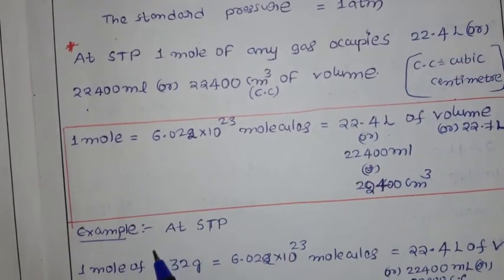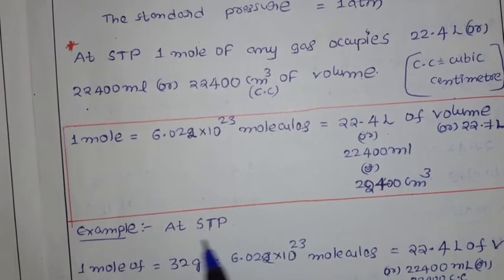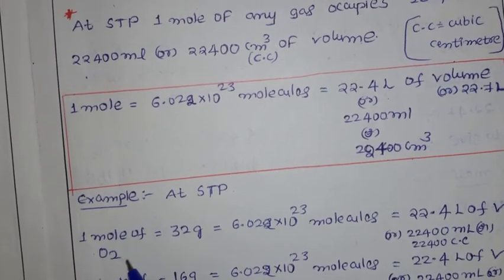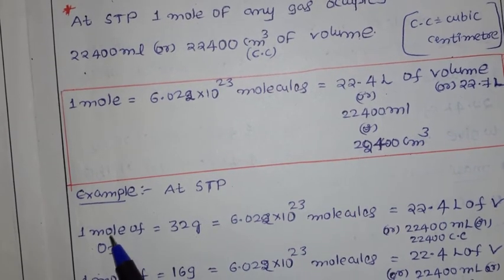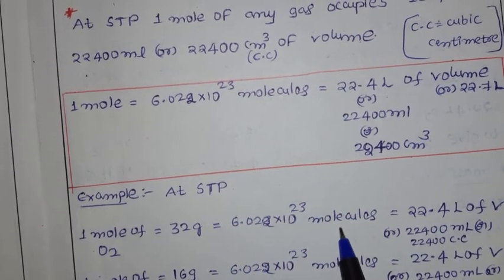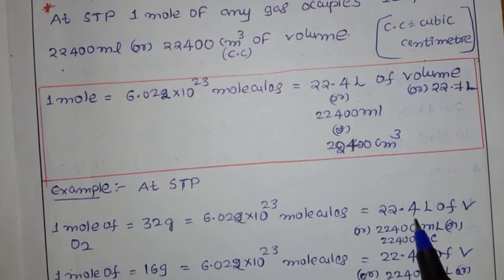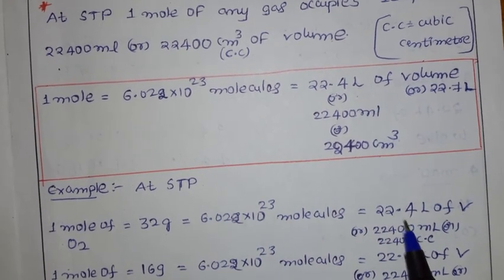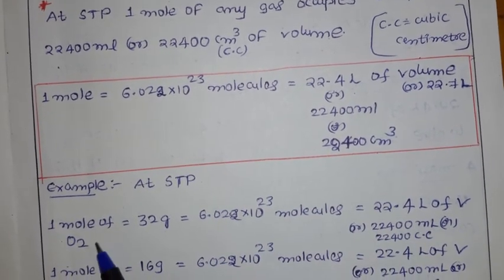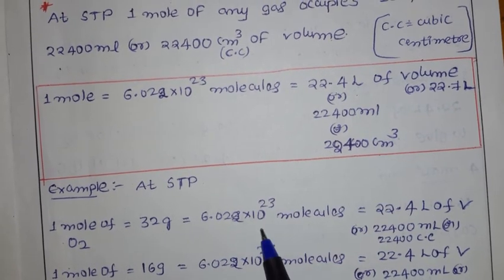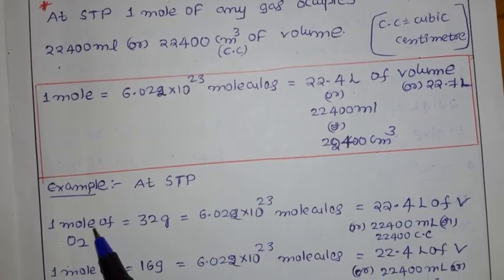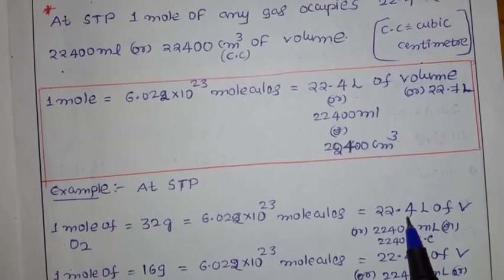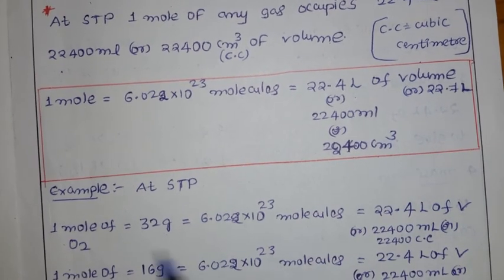Now for example, at STP, we are talking only about STP, 1 mole of oxygen has a mass of how much? 32 grams. How many molecules do we have? Avogadro number of molecules. How much volume does it occupy? 22.4 liters. Why? Because, as we discussed, 1 mole occupies this much volume. So you can take A equals B, B equals C, C equals D, any relation. Directly you can go for A equals D, or B equals D. These are very important equations.